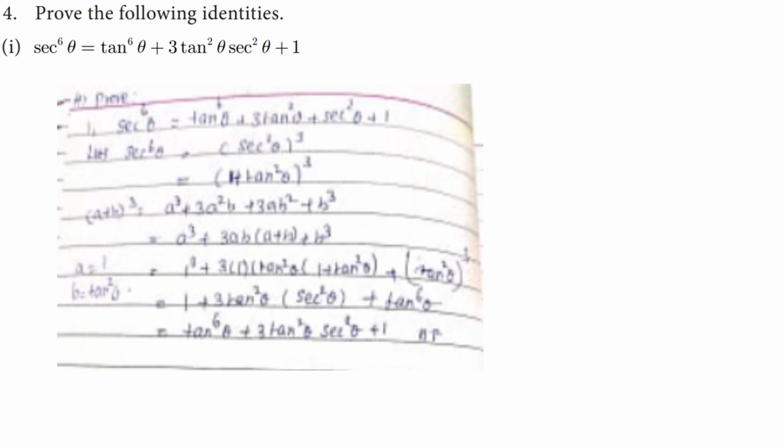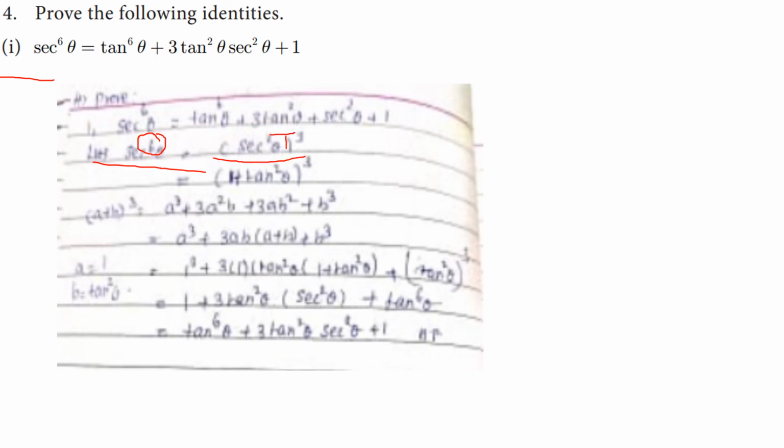Next, prove the following identity: secant power 6 theta equals tan power 6 theta plus 3 tan squared theta secant squared theta plus 1. So take as usual the LHS. First, that is power 6. You can write it as secant squared theta whole cube, because a power m in whole to the power n is a to the power mn. You can multiply 2 into 3, 6 will come.